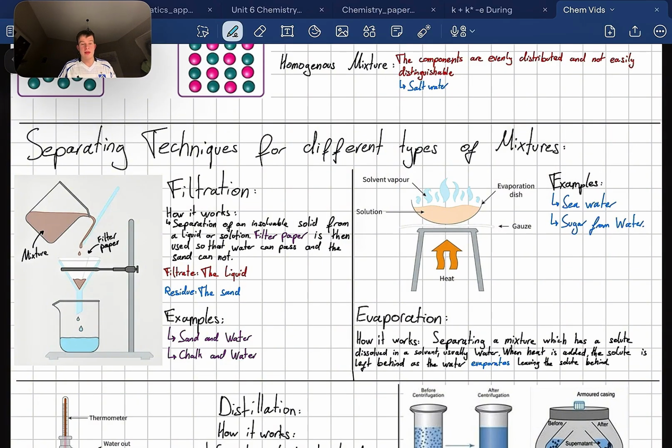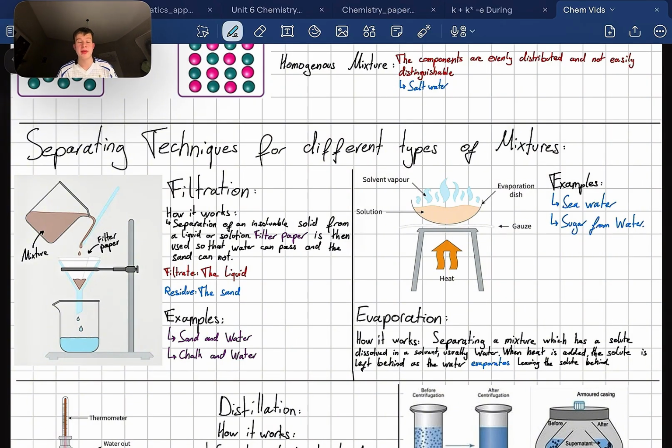Let's begin. Filtration is the separation of an insoluble solid from a liquid or solution with the help of filter paper, which lets the water pass through while the insoluble solids cannot. An example of that would be sand and water. As we can see in the image, we have a mixture of sand and water. As we pour the mixture onto the filter paper, the solid, which is the sand, is collected by the filter paper, and the water goes through. The sand is known as the residue, and the water, the liquid or solution, is known as the filtrate. Other examples would be chalk and water.